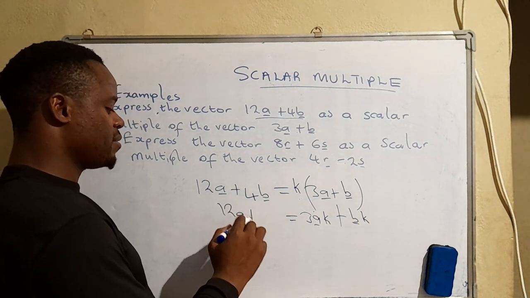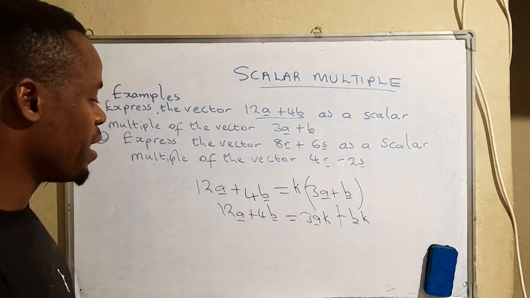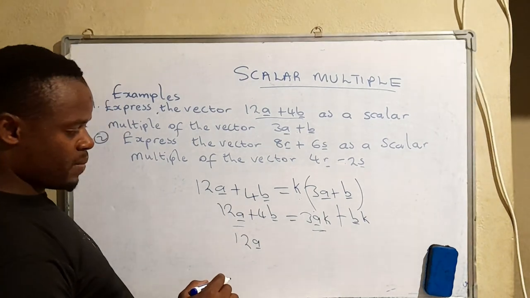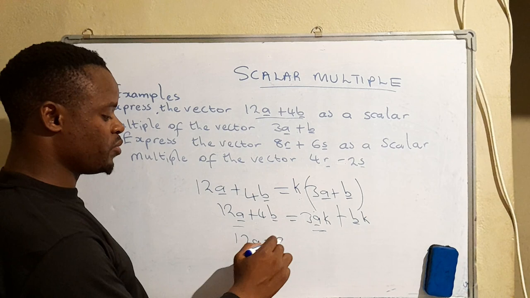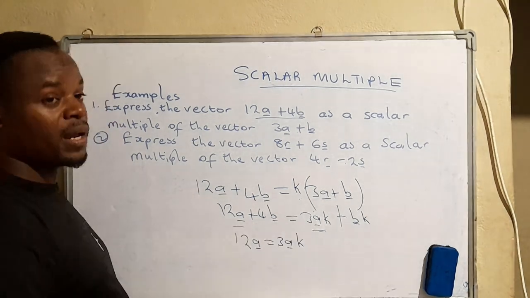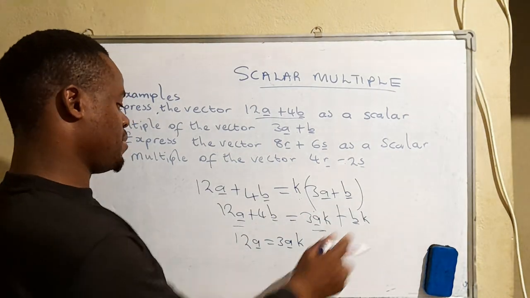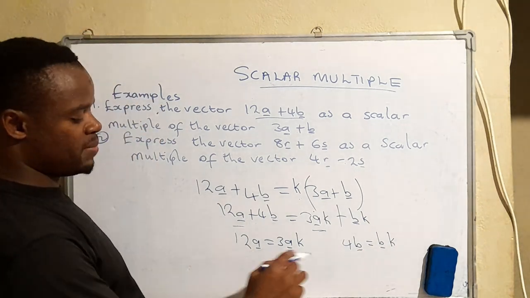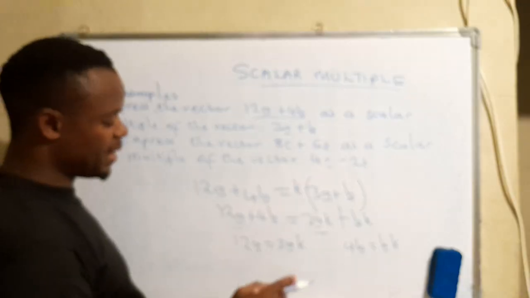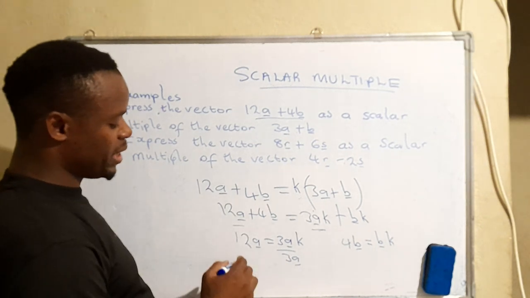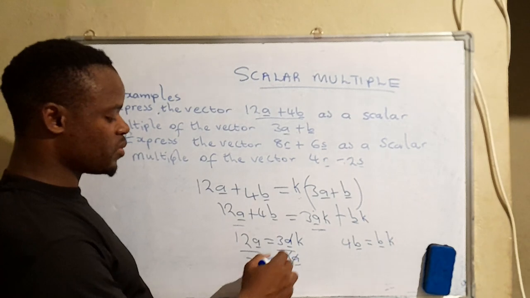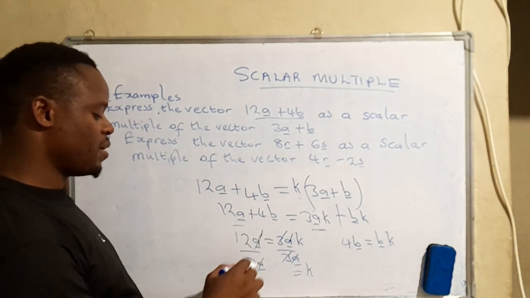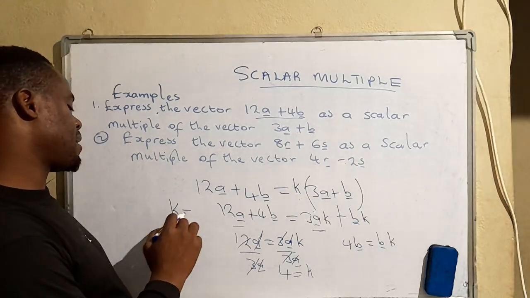Then here we can write the vector that we have. From here we can segment this. We say this one goes with the first entry here, so we're going to have 12 vector a is equal to 3 vector a k. So this one and that one are like terms. Then we can also segment this one and that one: 4 vector b is equal to vector bk. Let's determine the value of the scalar here. We get rid of vector 3a, so the 3 and 3 cancel. What we remain with is the scalar k. Vector a and vector a cancel. 12 divided by 3, that's a 4. So the scalar k is equal to 4.